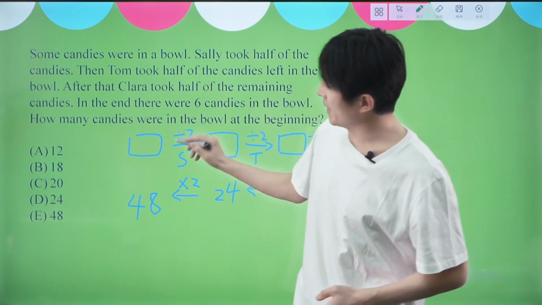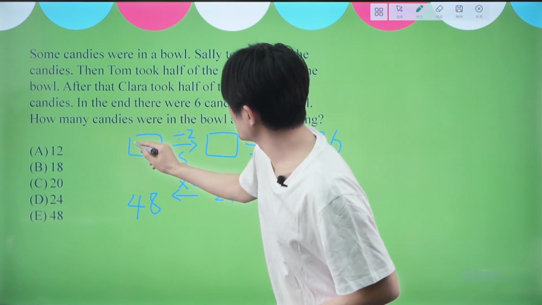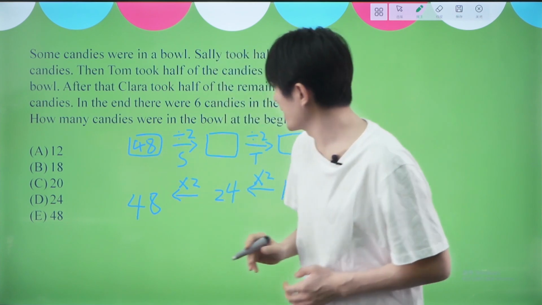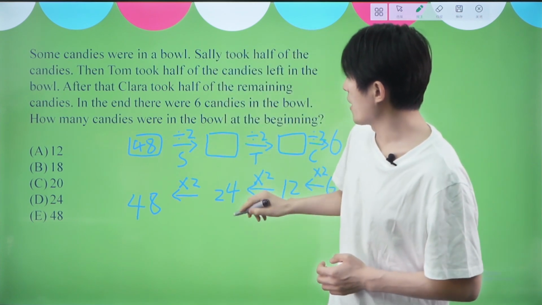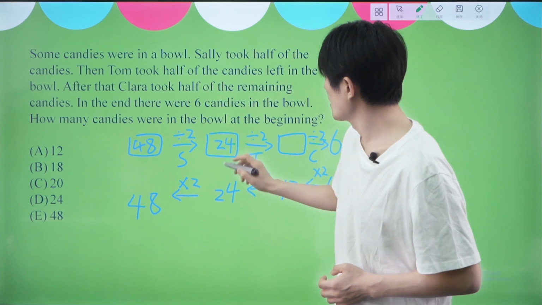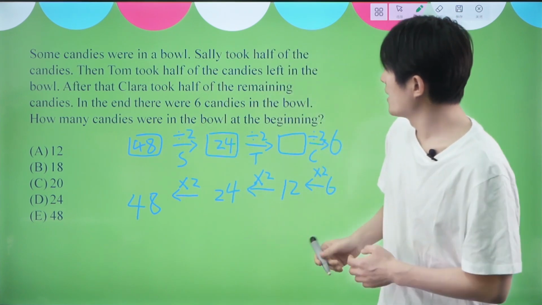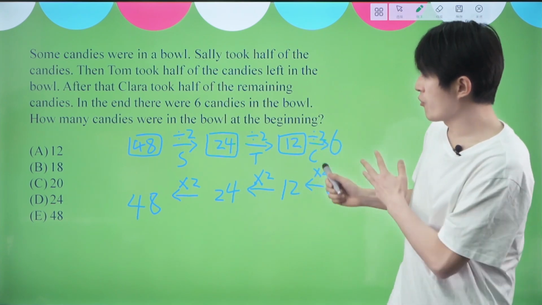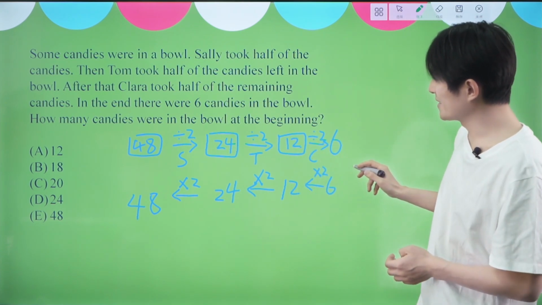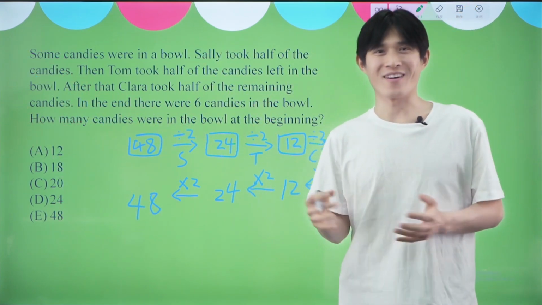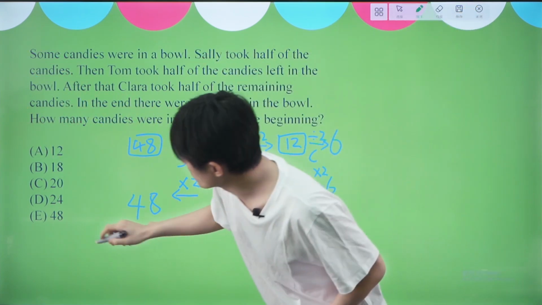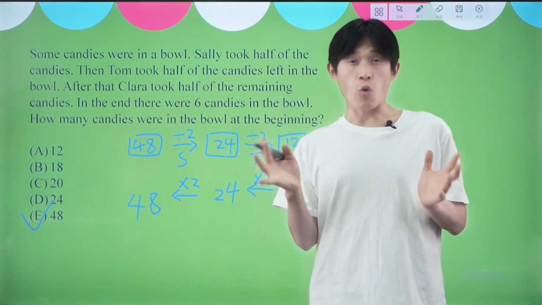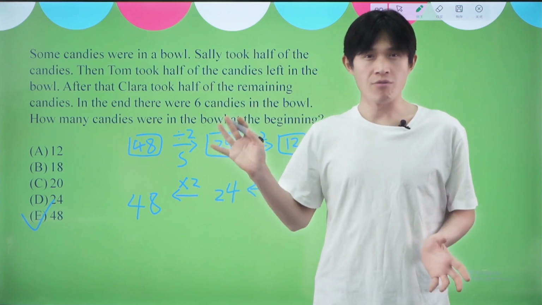So say in the beginning, there is a total number of 48 candies divided by 2. That will be 24. Because Sally took half, and then Tom took half, divided by 2, that's 12. And then Clara took half, divided by 2, that's 6. Bingo! So we are correct. The answer would be 48. So use the model of working backwards to solve the problem.